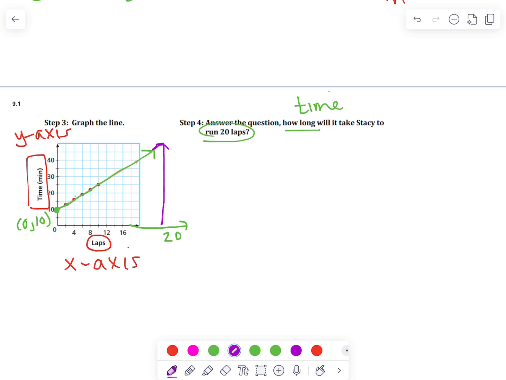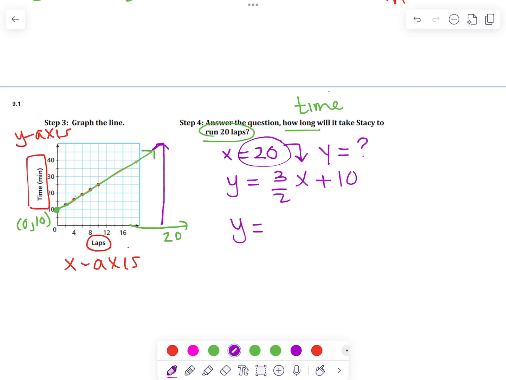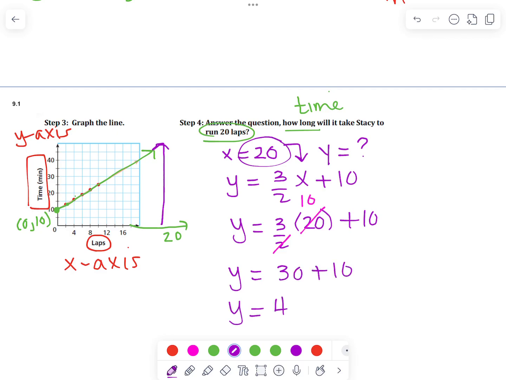So what we can do is say X is our amount of laps, 20 laps, and we want to find Y. So we use our equation: Y equals 3/2 X plus 10. And we substitute 20 in for X. Then we simplify that. We can divide both of them by 2, the common factor, so that becomes a 10. 3 times 10 is 30. 30 plus 10 is 40.